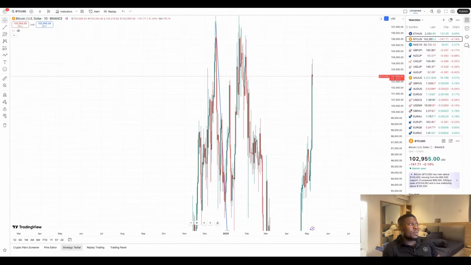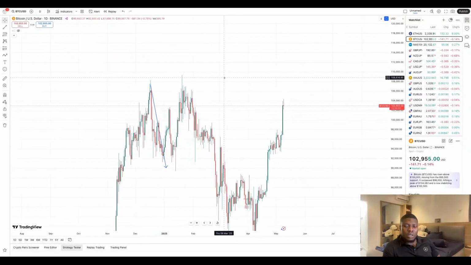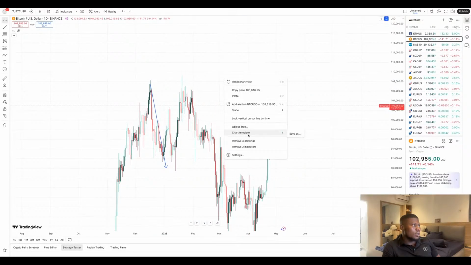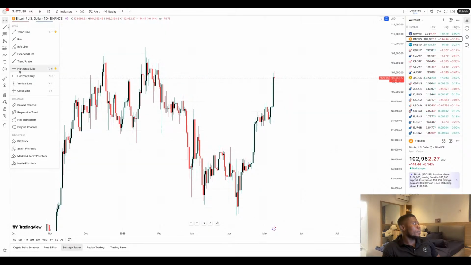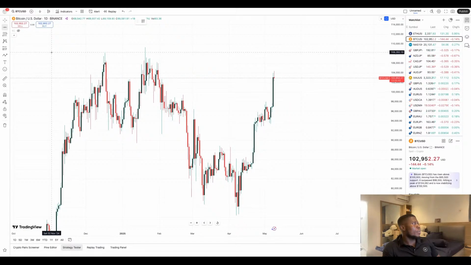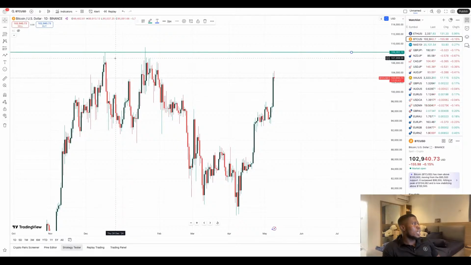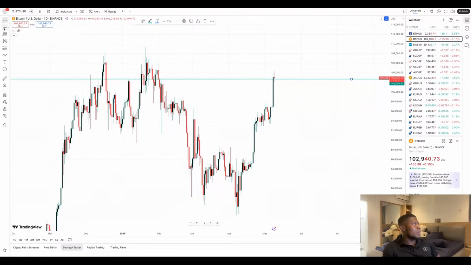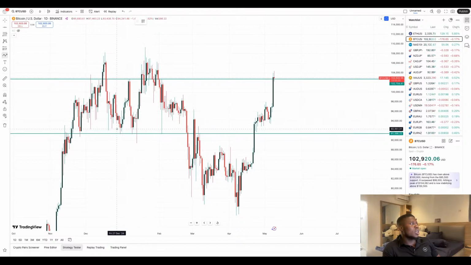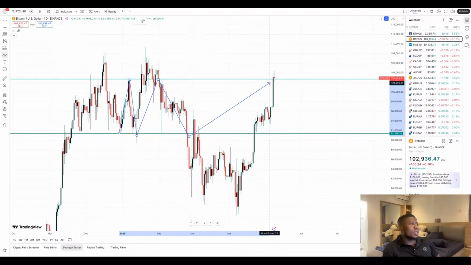This is my higher time frame. I'm trying to get my cycle on my 1 day. Okay, I got it. Now this is my cycle on my 1 day on BTC.